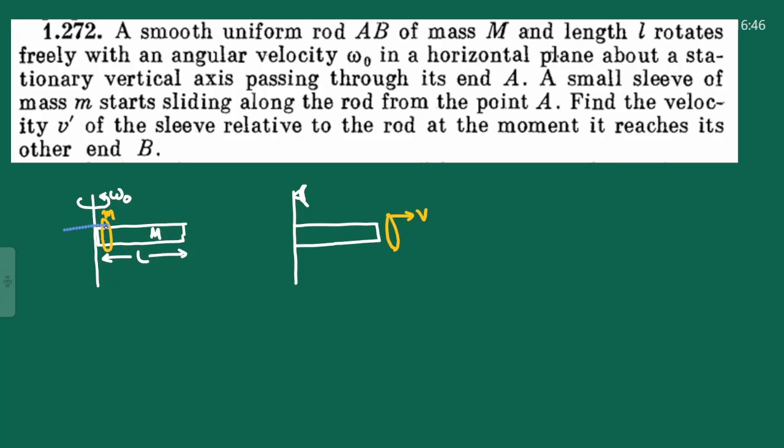Work done by normal contact force is equal to 0. Gravity force, work done by gravity force is also 0. There is no friction force. So the only force that is doing any kind of work out here is centrifugal force. And what is the work done by centrifugal force in this case? Work done by centrifugal force is nothing but force into displacement, or m omega square r, the centrifugal force, into dr.